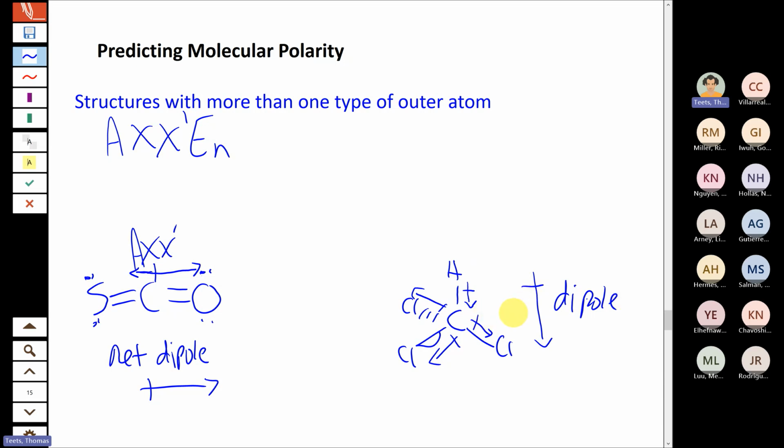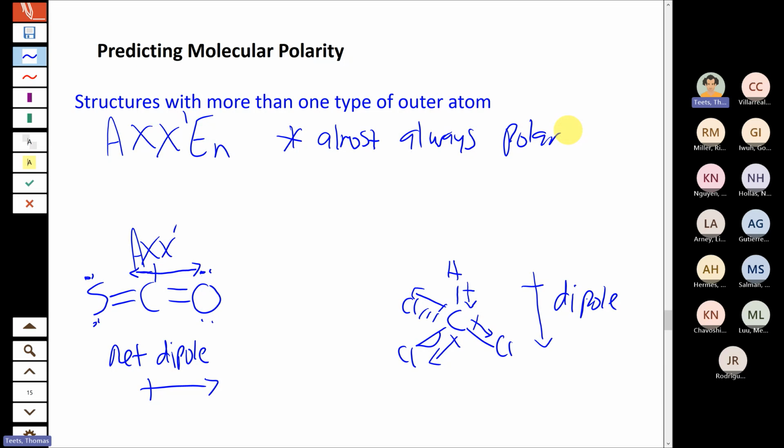So the general situation, of course there could be rare exceptions, but if you have structures with more than one type of outer atom, for example COS, CHCl3, where there's more than one different thing bonded to the center atom, those are almost always polar. There still are some rare examples of structures you could draw, mainly the 5 or 6 electron groups, where the dipoles still cancel each other out, but for most common situations, you would just predict these are polar, and that's typically the level of prediction you'd have to make anyway, whether it's polar or not.